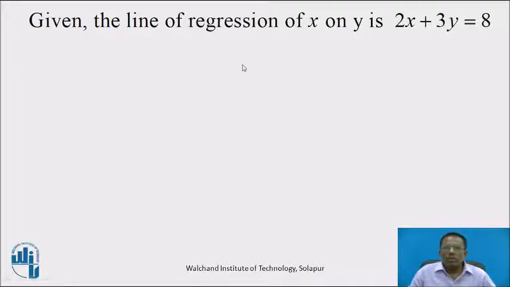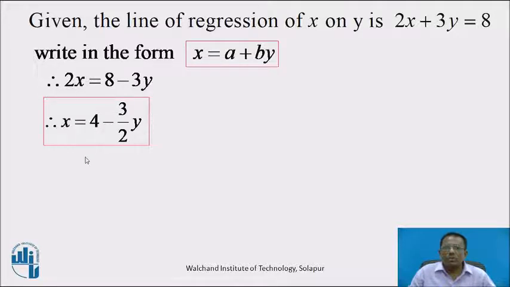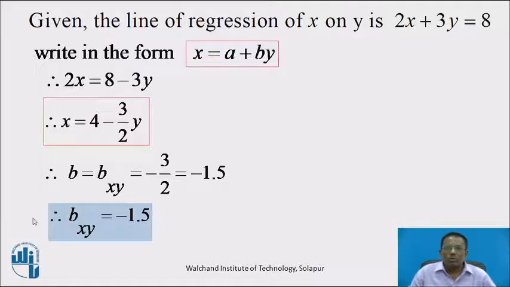Then, given the line of regression of x on y is 2x plus 3y equal to 8, and it should be in the form of x equal to a plus by. Therefore, 2x equal to 8 minus 3y, dividing 2 on both the sides, we get x equal to 4 minus 3 by 2 into y. Compare this equation with x equal to a plus by. Here we get b, it is nothing but the coefficient of regression of x on y, b suffix xy, which is equal to minus 3 by 2, which is equal to minus 1.5. So, b suffix xy equal to minus 1.5.